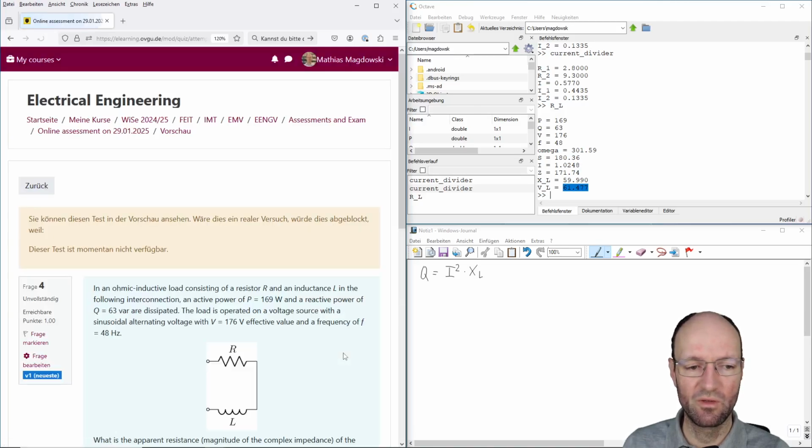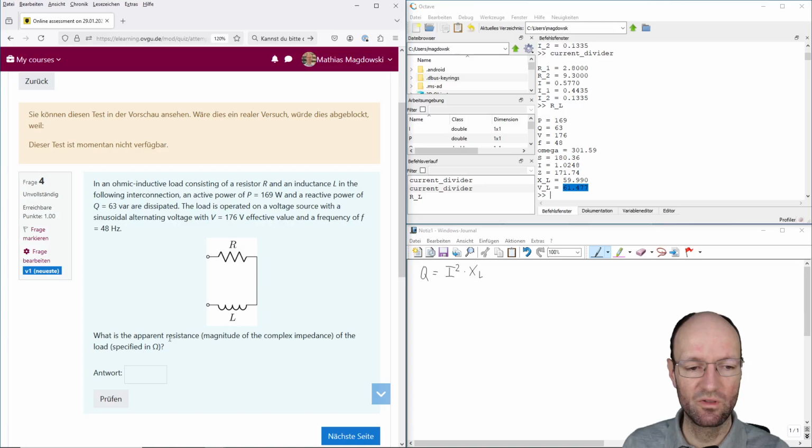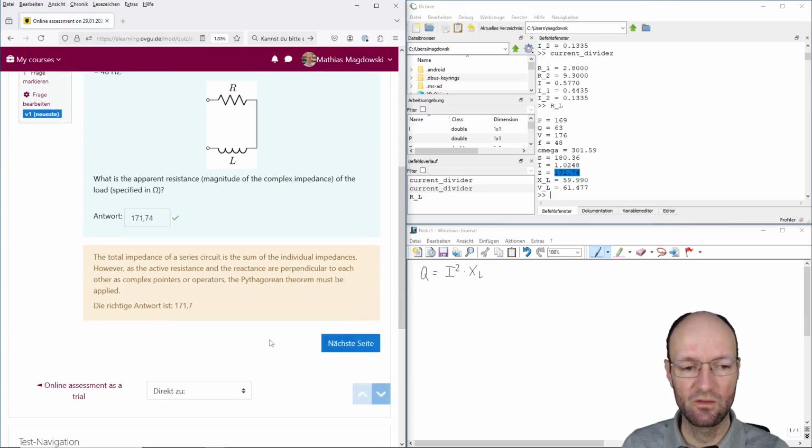Okay, so next page. Same question. What is the apparent resistance magnitude of the complex impedance in ohm? This is what we have already calculated here. 171. Okay, this is correct.